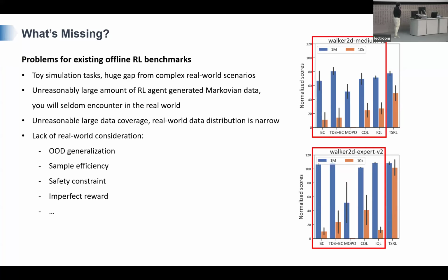These benchmarks also do not consider a lot of issues that are critical for real-world deployment, such as OOD generalization, sample efficiency, safety, and in many cases we might have an interpreted reward. So if you reduce the size of the training data, you will see that most of the similarly performing algorithms have their performance drop drastically, and they hardly work in many real-world cases.